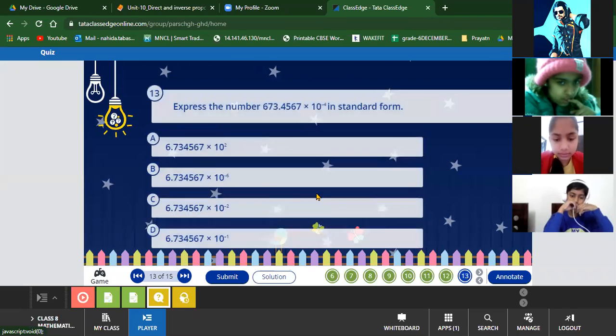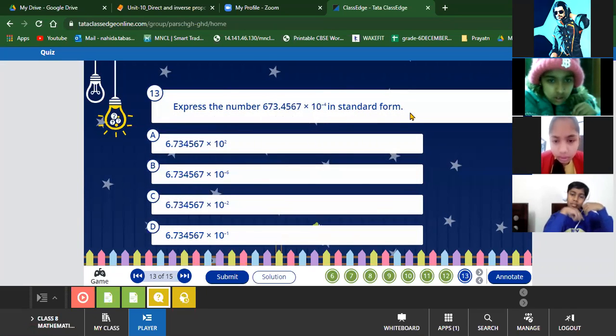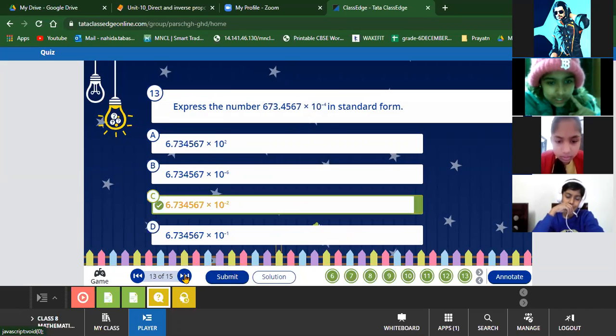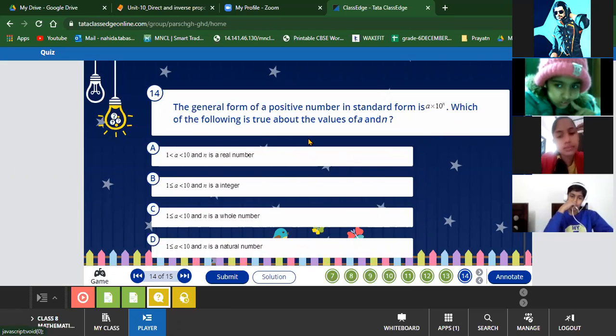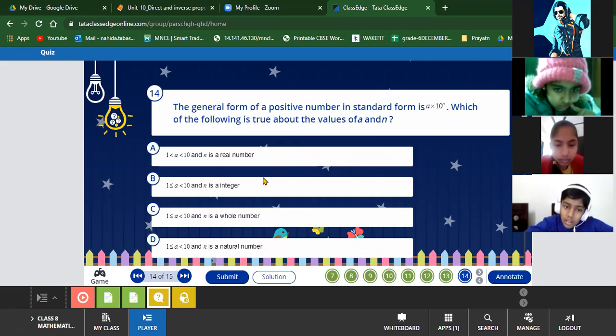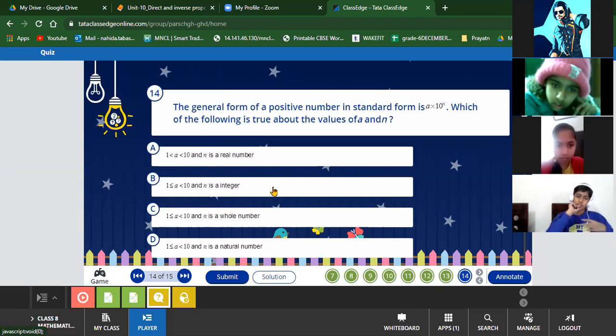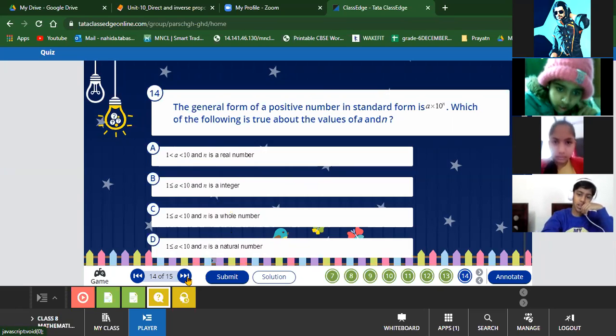Next is third last. Express the number in the standard form. C. Yes, it will be C. The general form of a positive number in standard form is a into 10 raised to the power n. Which of the following is true about the value of a and n? a is greater than 1 and less than 10, and n is a real number. So I will skip this question because this is not related to your level. I'll just move on to the next question.